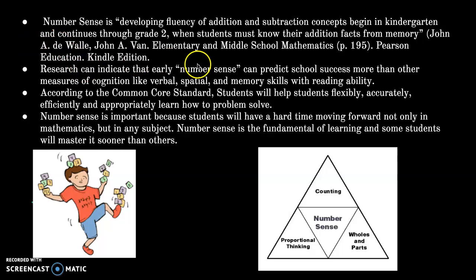And in this chapter, we're going to talk about different strategies that help students with number sense from a very young age, with memory and memorization being one of them. But we'll get into that a little bit later.